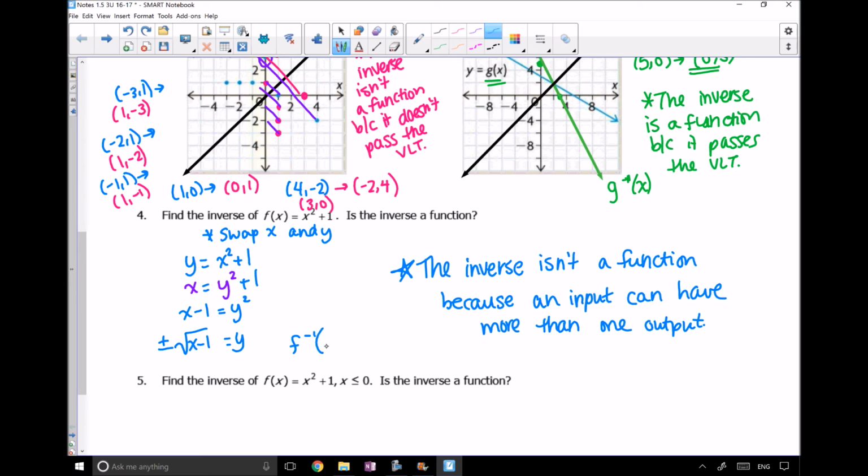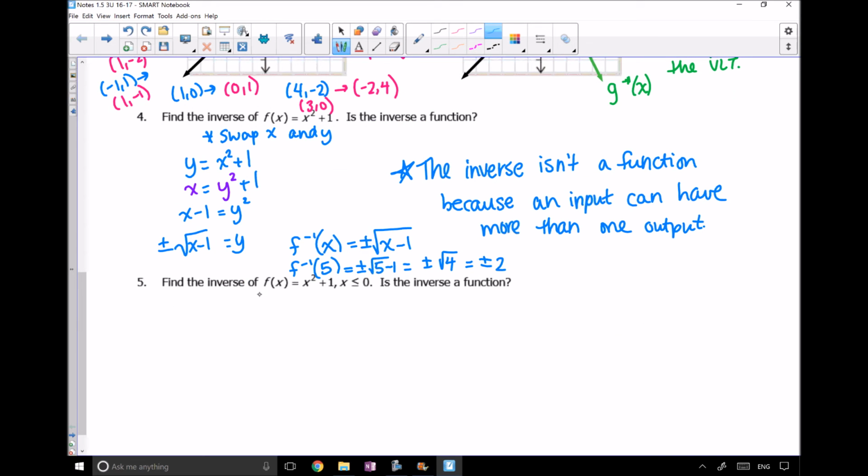So first of all, we can say that the inverse of f of x is equal to plus or minus the square root of x minus 1. So for example, if I wanted to find the inverse of 5, my input here is 5, then I would have plus or minus the square root of 5 minus 1, or plus or minus root 4. So I get plus or minus 2. So when my input is 5, my output is positive 2 and negative 2.